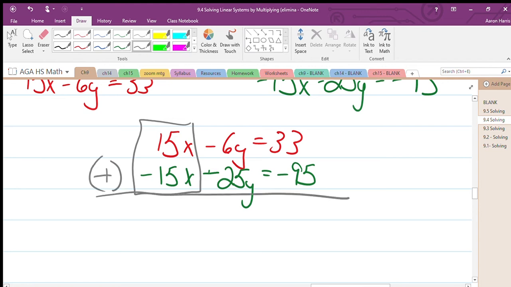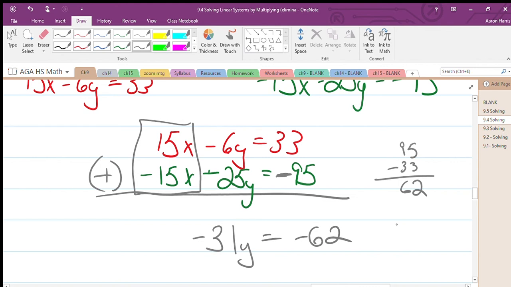So here we go. 15 plus negative 15 is what? 0. Negative 6 plus a negative 25. Same sign, so I get negative 31y equals 33 plus negative 95. If you don't know it, put 95 minus the 33. 5 minus 3 is what? 2. 9 minus 3 is what? 6. Keep the sign of the bigger number. So I get negative 62.